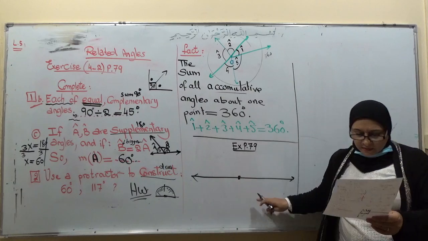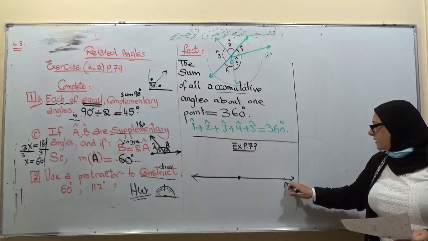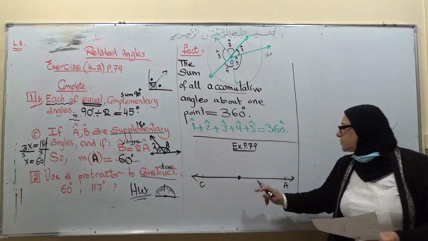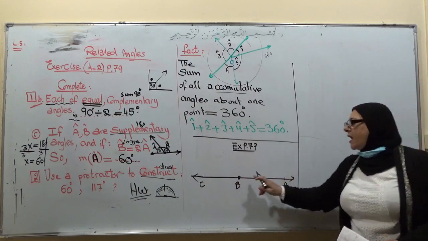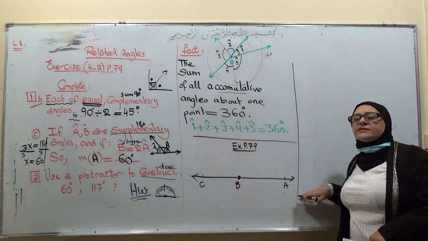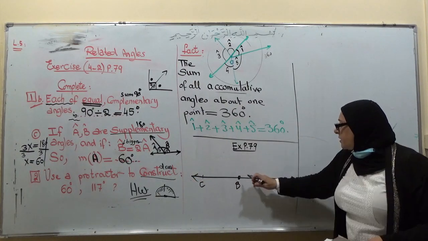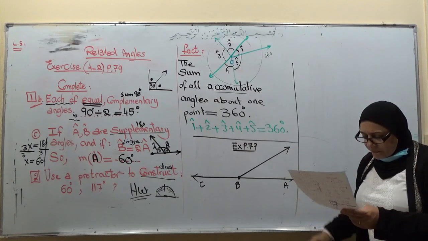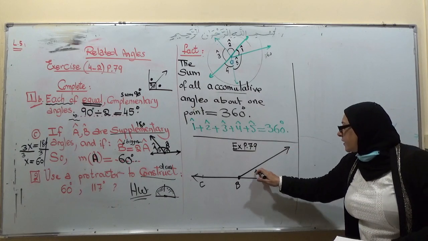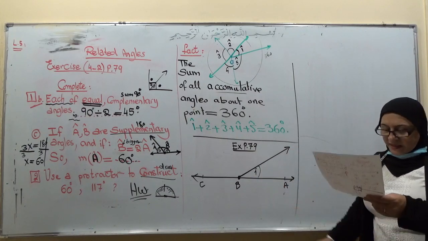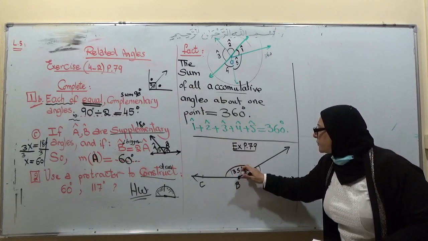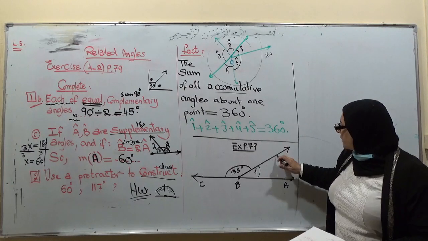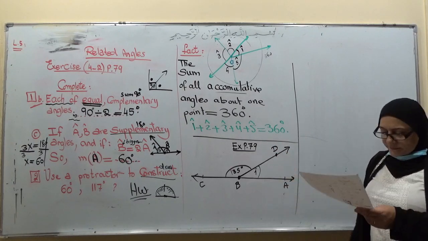180 up, 180 down. This is point A, point C, and that one is B. So ray BA and ray BC are on the same straight line. From here, there's an extension or a ray. This angle is angle 1, and this angle is 135 degrees. And this point is the point D.